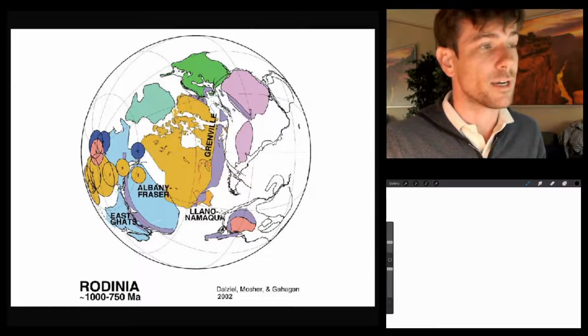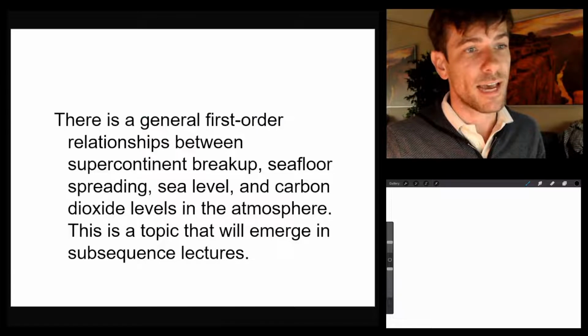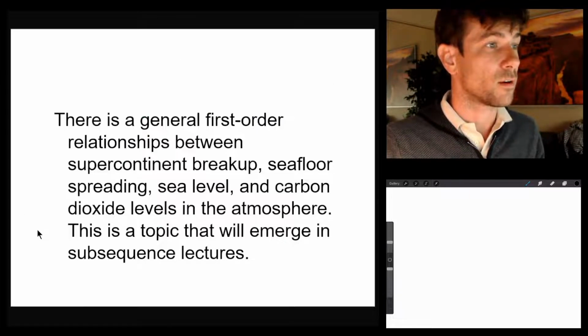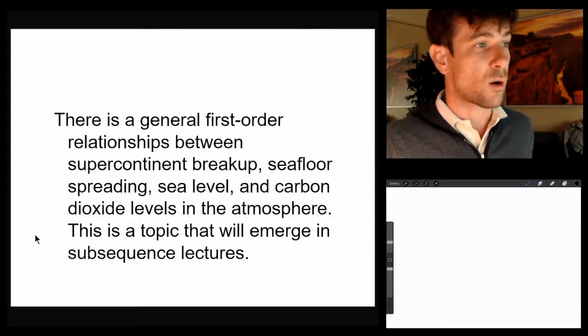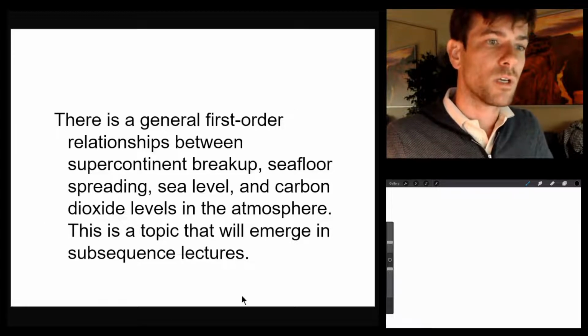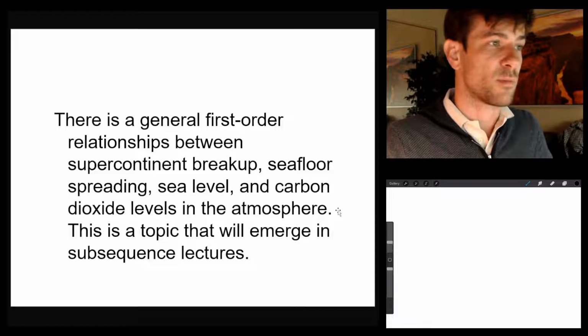But this was Rodinia, and when it broke up, a lot of things happened. And I think the last slide of this set, and the last thing before we jump into the material that'll be on exam 3, really the last two sets of PowerPoints that focus on carbon cycling, we leave you with this: there is a general first order relationship between supercontinent breakup, seafloor spreading, sea level, carbon dioxide levels in the atmosphere, and as a result, global temperature.